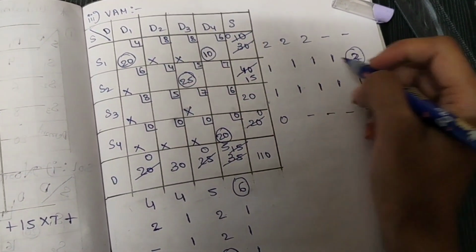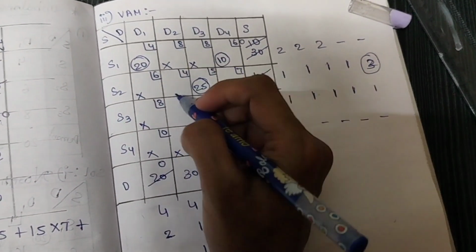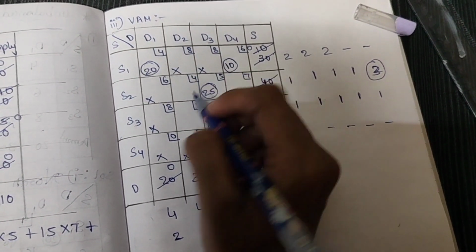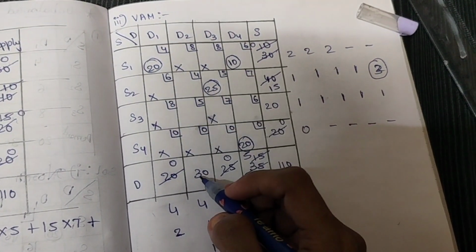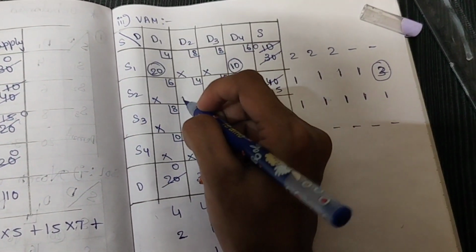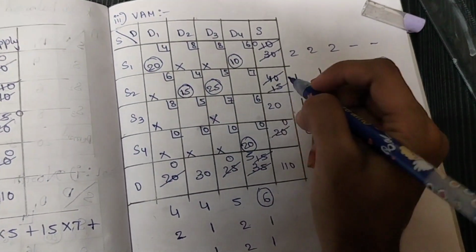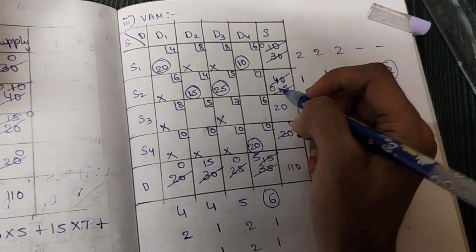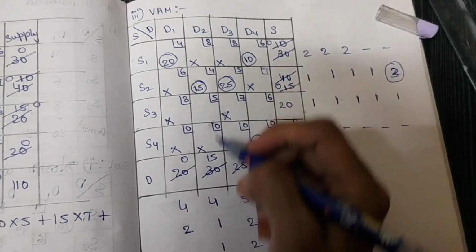So we will allocate for this row. In this row, the least cost is 4. We will allocate for 4. We will compare 30 and 15. 15 is the least one. So 15. This becomes 0. This becomes 15. As this became 0, we will cross out the row.